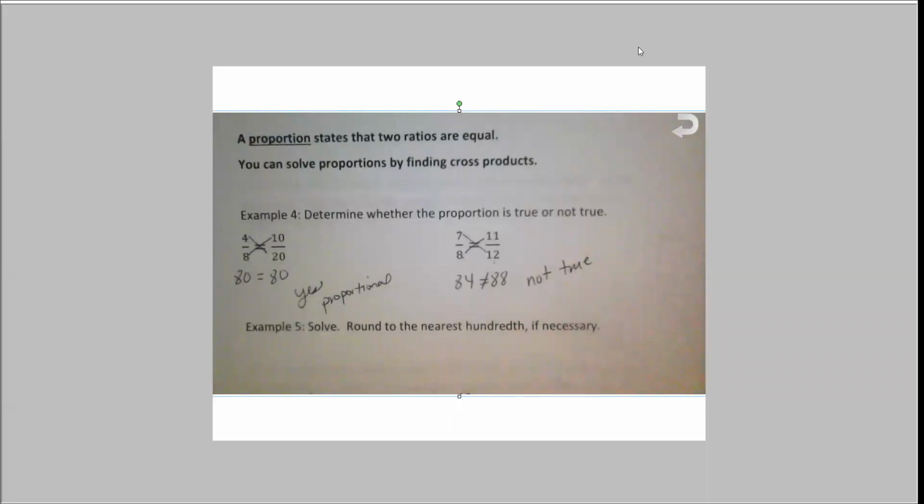There's quite a few questions on the apply this week concerning cross products and solving proportions. Okay, in example 5, we're actually asked to solve the proportion. We have an unknown value in part of that ratio. So one way we solve proportions is by using cross products. If necessary, we'll round our answer to the nearest hundredths place.